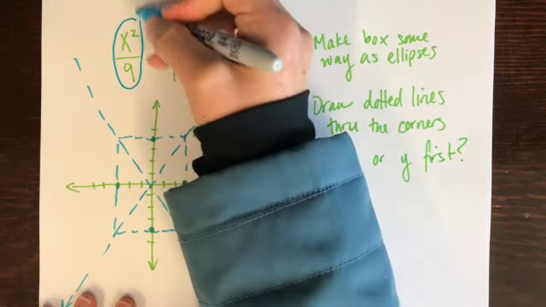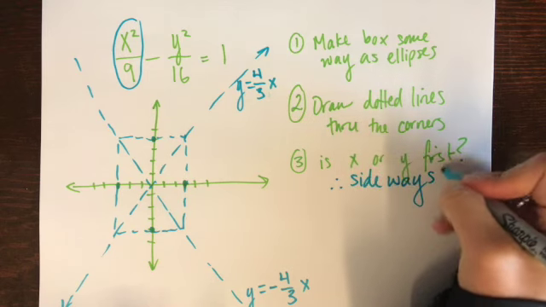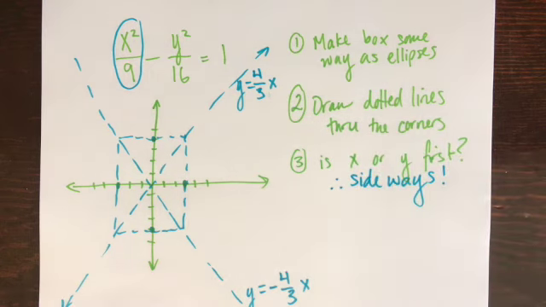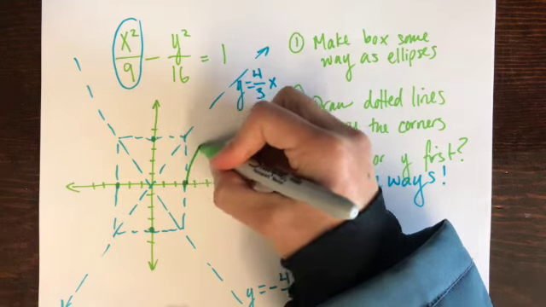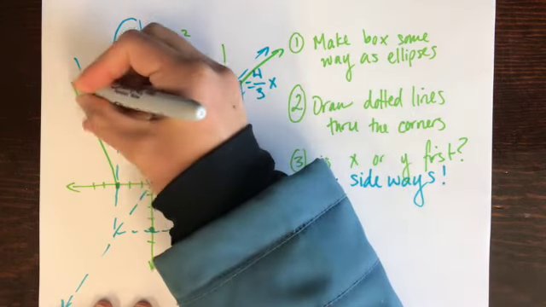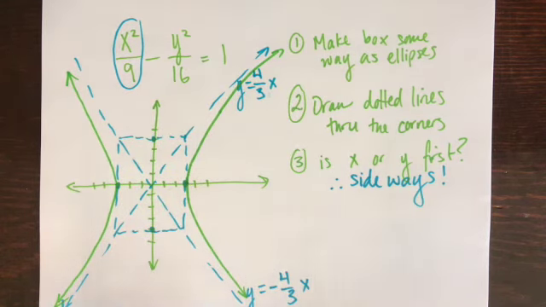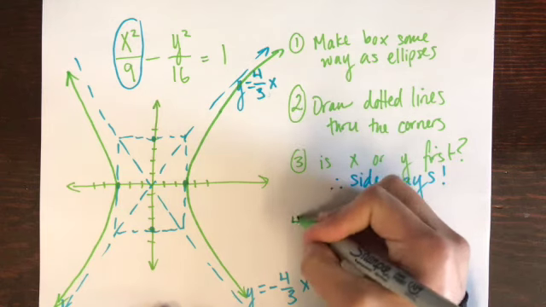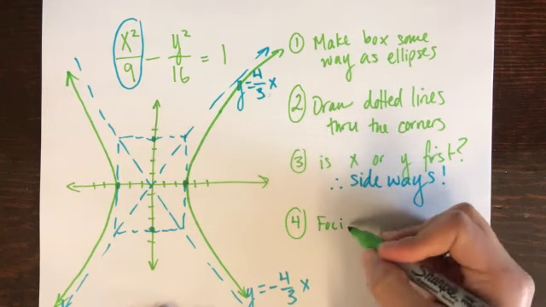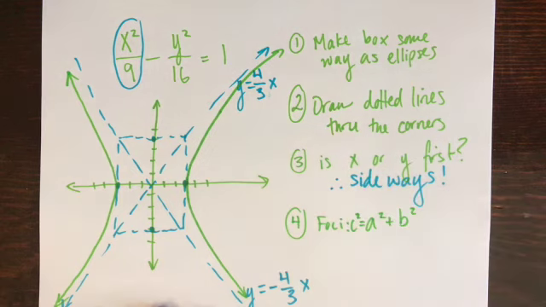Then I need to ask myself, is x or y first? In this case, x is first. Therefore, it is going to be a sideways hyperbola, so it's going to look like this here. And I'm going to use the asymptotes as a guide. So I draw my hyperbola really close to the asymptotes. I don't actually need to plot any points. I'm just going to draw it approaching those dotted lines to the sides, those asymptotes.